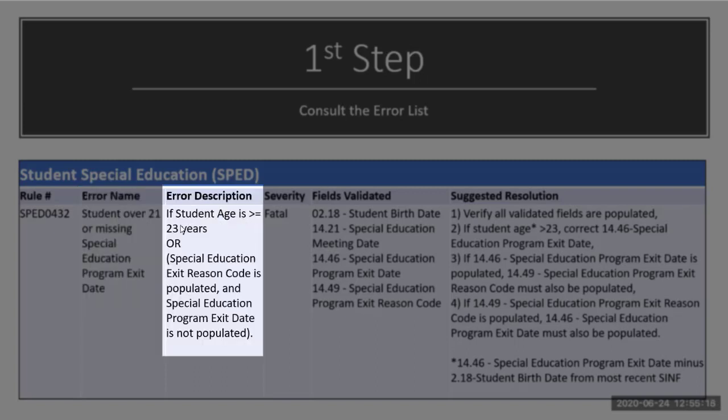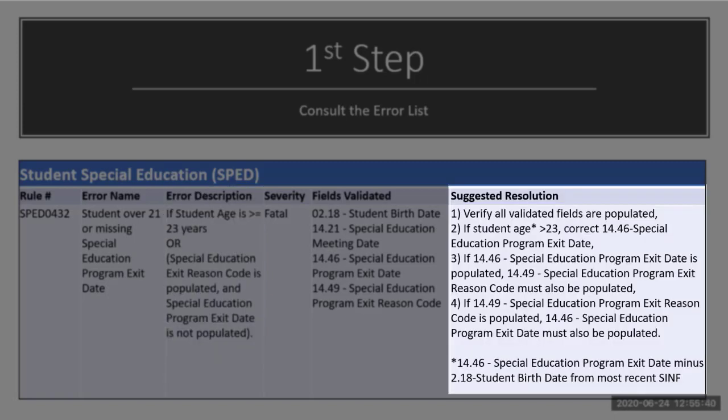In the error description, we can see that the problem is that if a student has an age over or equal to 23 years, or the special education exit reason code is populated and the special education program exit date is not populated, this causes the SPED0432. There's several different suggested resolutions based on those two separate scenarios. You first want to verify that all the fields are populated, and then verify the student's age.